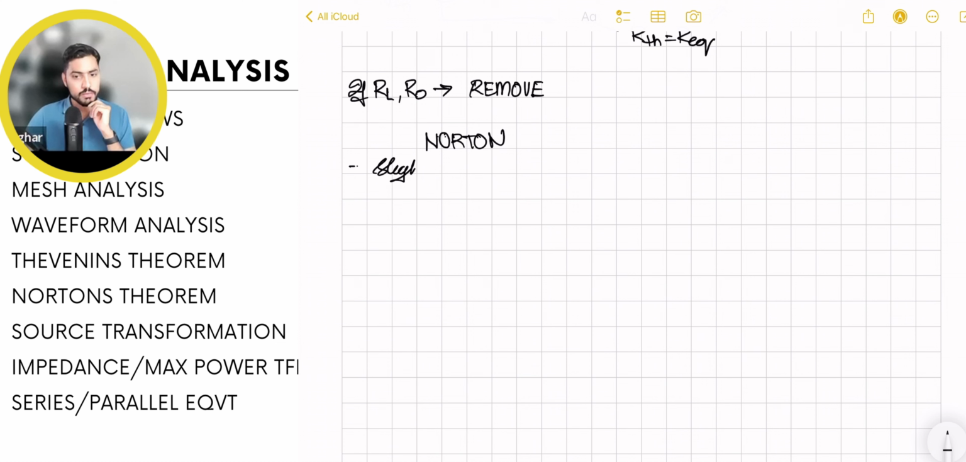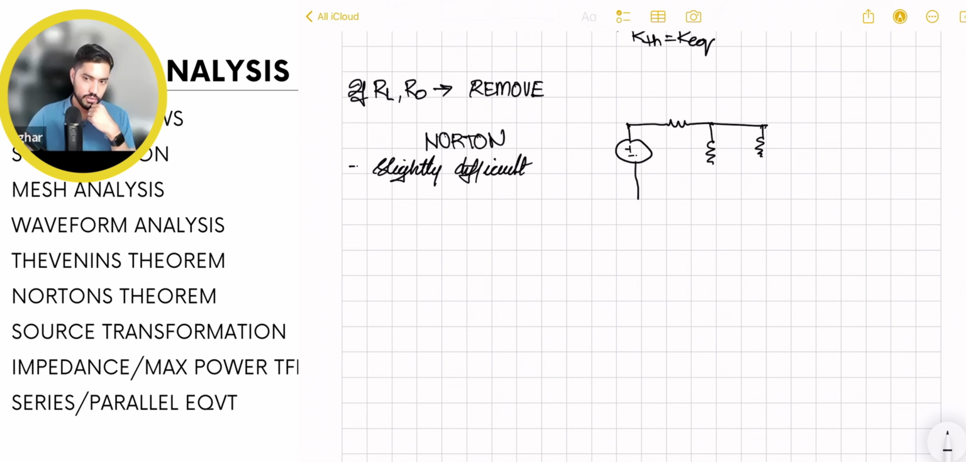Okay. When it comes to Norton, Norton tends to be a little bit more difficult for most students because working with current sources and calculating the short circuit current through a shorted branch is typically challenging. All you need to do is, through these terminals, introduce a short and calculate the current between these two terminals and call it ISC. Okay, that's the key about Norton at a high level.